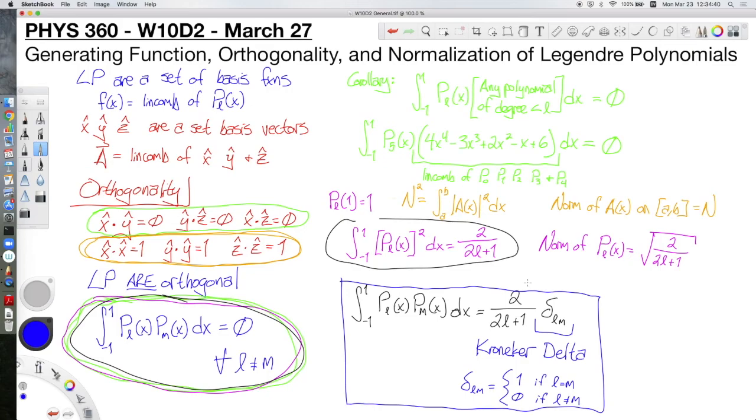Some of your homework problems involve finding the norm of a given function on a given interval, and those shouldn't be too challenging, but you can refer back to the definition of a norm right here in order to do those problems.